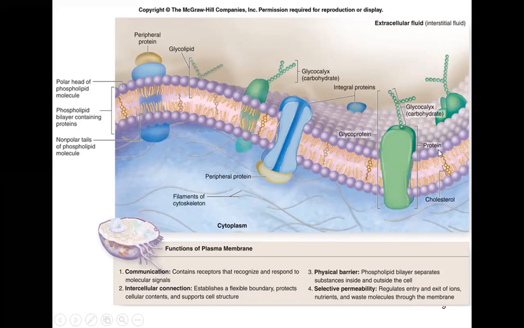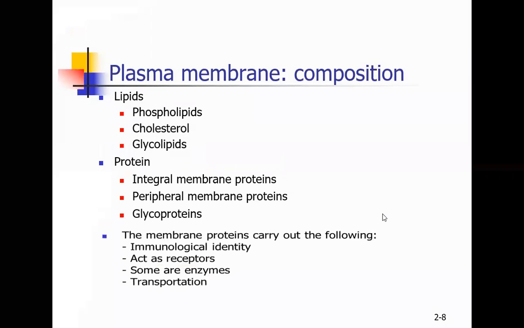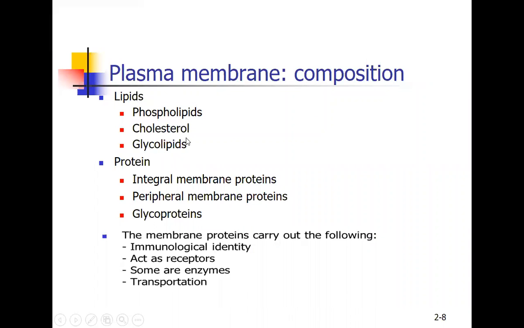This is the cut section of the same. Here the protein has been shown, and here is the carbohydrate. Together this is called the glycoprotein. So these are the three components of the proteins. Lipids have three components: phospholipid, cholesterol, and glycolipids. Protein has integral membrane protein, peripheral membrane protein, as well as the glycoprotein.